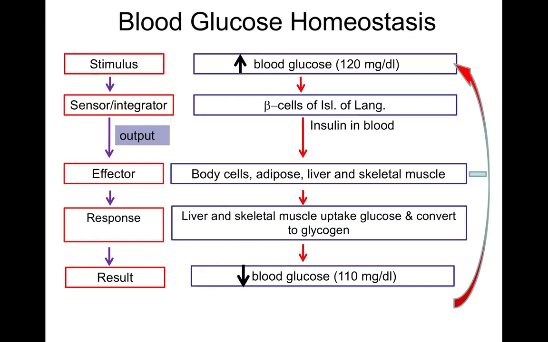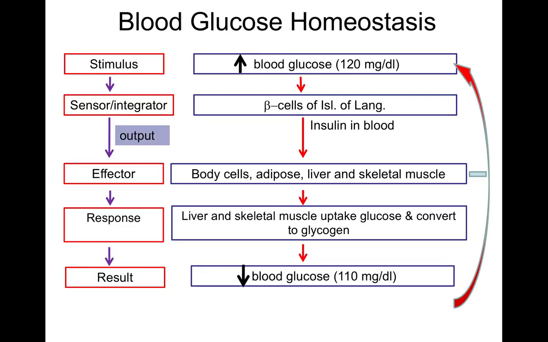So in this scenario, insulin is going to act as your output. Now, this output is going to have multiple effectors. What are those effectors? Your body cells, the adipose tissue, your liver, and skeletal muscle. What is insulin going to do to these structures? It's going to allow these structures to take in the extra glucose and convert it to a more complex version of the carbohydrate called glycogen.